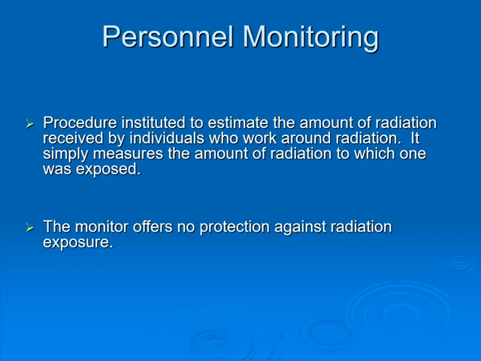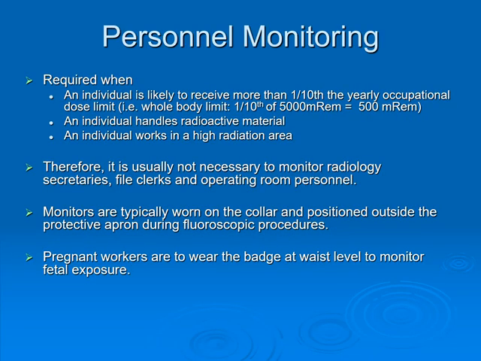Personal monitoring is used to estimate the amount of radiation received by individuals who work around radiation. It simply measures the amount of radiation to which one was exposed. The monitor offers no protection against radiation exposure. Personal monitoring is required when an individual is likely to receive more than 1/10 of the yearly occupational dose limit, which is 500 millirem to the whole body. Monitoring is also required if an individual is handling radioactive material or working in a high radiation area. It is therefore not usually necessary to monitor radiology secretaries, file clerks, and operating room personnel.